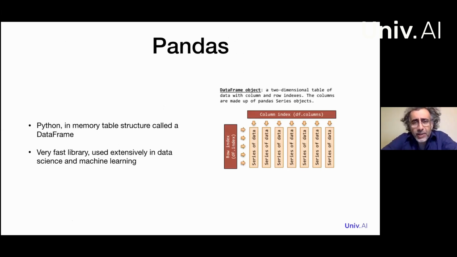So in pandas, which is a library in Python, there's the in-memory table structure. And this in-memory table structure is called a data frame. It's a very fast library, and it's used extensively in data science, deep learning, machine learning, everywhere. And basically, it just takes a spreadsheet and composes it of a set of columns. That's all it does. That's the basic idea. And we'll see in code a little bit of how to do it.